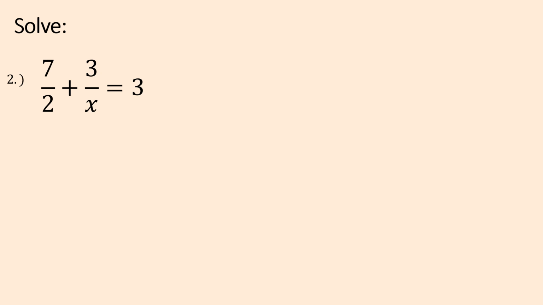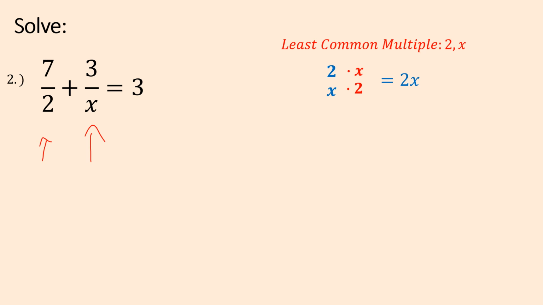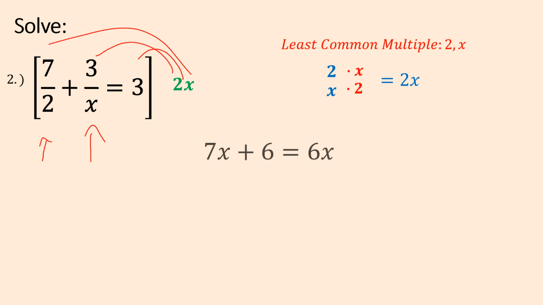So instead, what we want to do is find the least common multiple for all of these fractions. We're going to look just at our denominators. We have a 2 and an x. We want a least common multiple for those two denominators. We can turn them both into a 2x by giving each denominator what it's missing. Once we know that, we're going to take our whole fraction and multiply it by that least common multiple. So that 2x gets multiplied into everything.